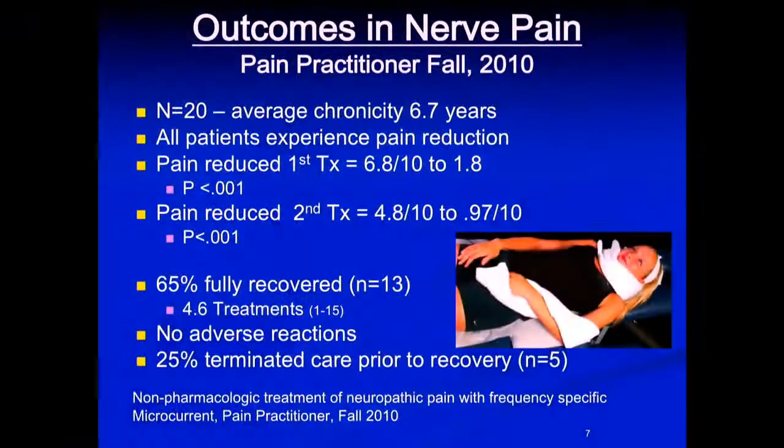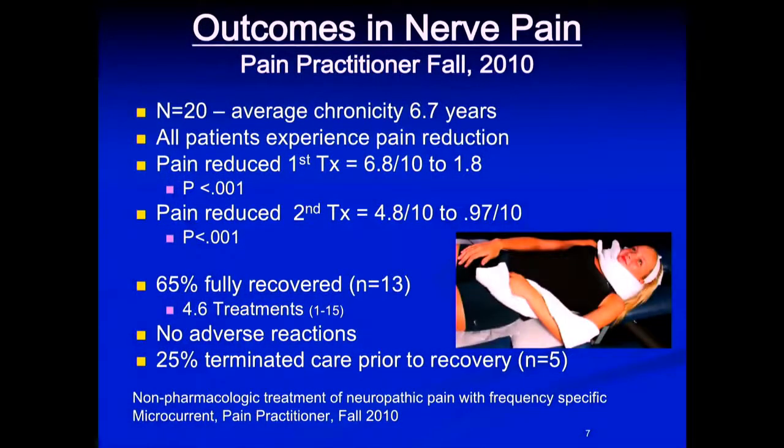65% of them, 13 out of the 20, experienced complete relief and recovered from the nerve pain with 4 or 5 sessions: twice a week the first week, twice a week the second week, and then 1 treatment in the 3rd week to make sure they're still okay. So it's roughly 5 visits.